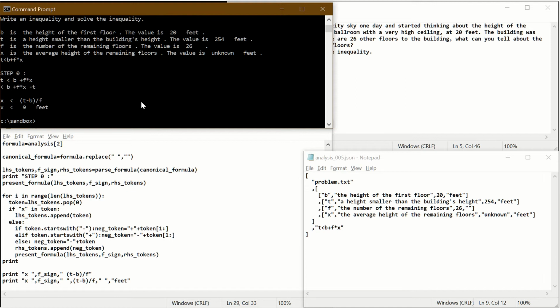Okay, and what we have is our initial formula t is smaller than b plus f times x. It found the t, it moved it to the right hand side, but now, well, here it should have been a 0 is smaller than b plus f times x minus t. So I have a problem when left hand side is empty. I should put a 0, and as a matter of fact, I may have a 0 from the beginning. So the initial formula might be 0 is smaller than b plus f times x minus t. So I have two problems.